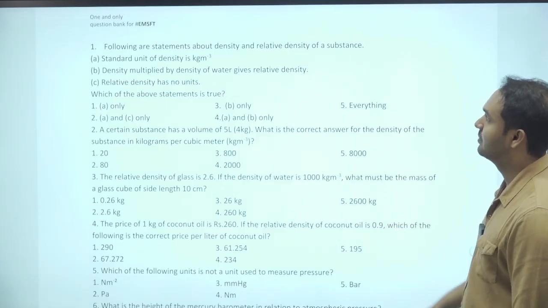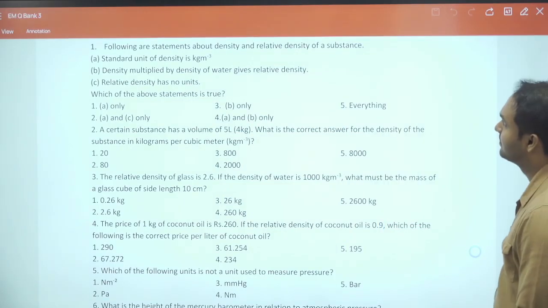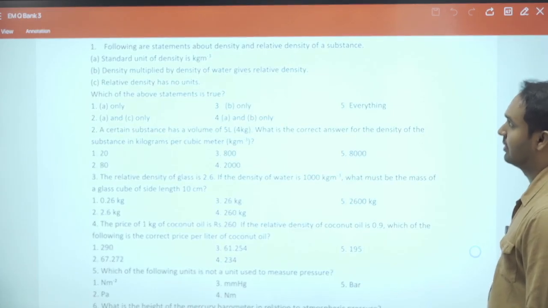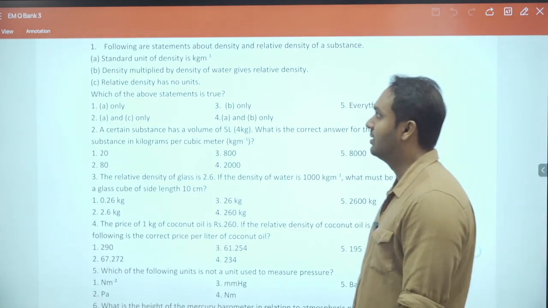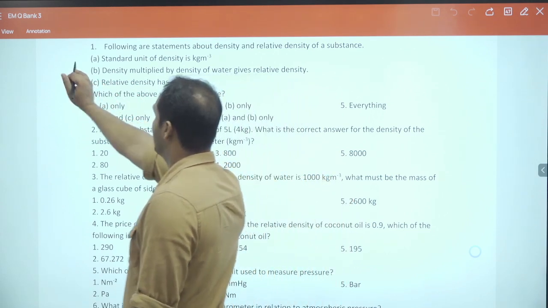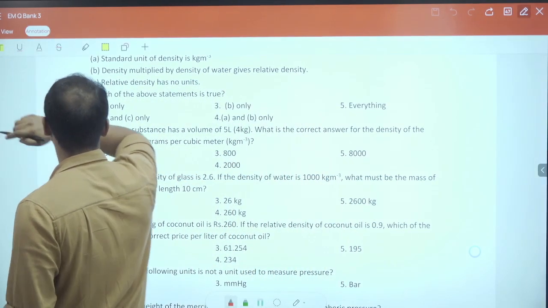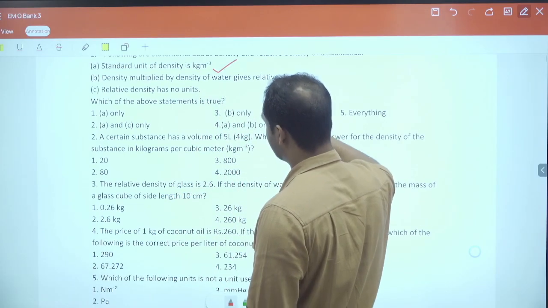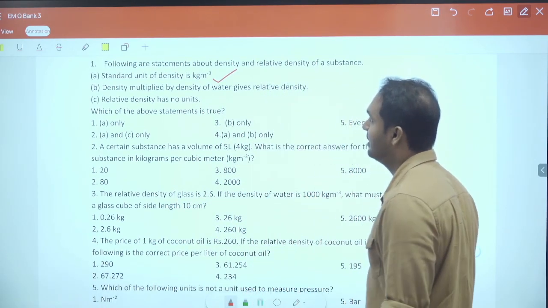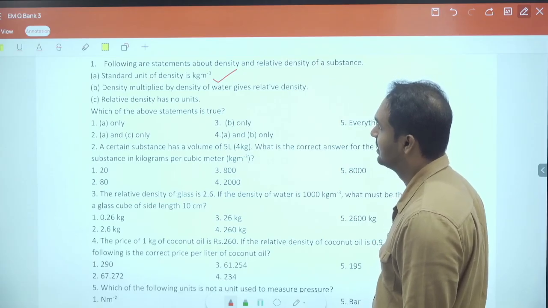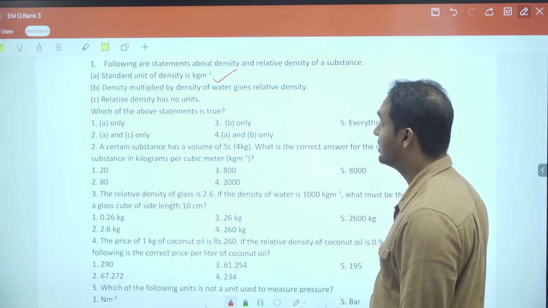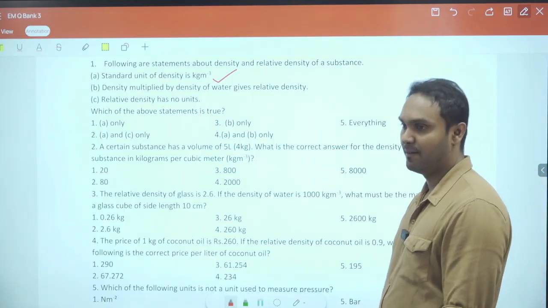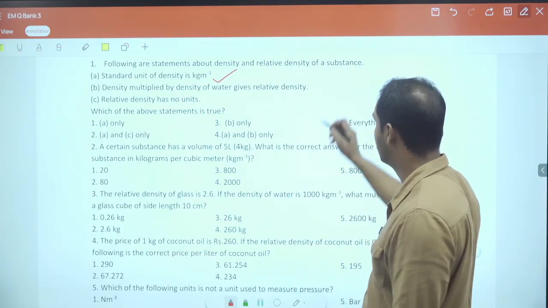Following are statements about density and relative density of a substance. So check the statements. Standard unit of density is kilograms per cubic meter, and that is correct. Density multiplied by density of water gives relative density. It isn't, right? Density divided by the density of water gives the relative density. So this is wrong.